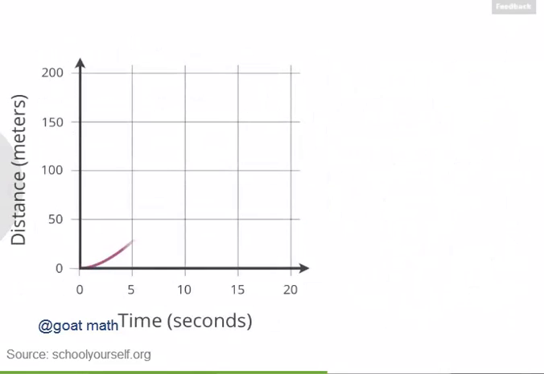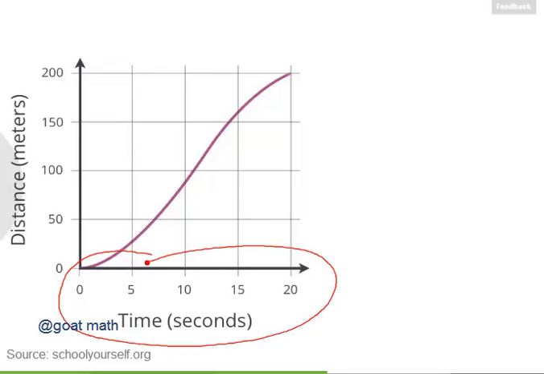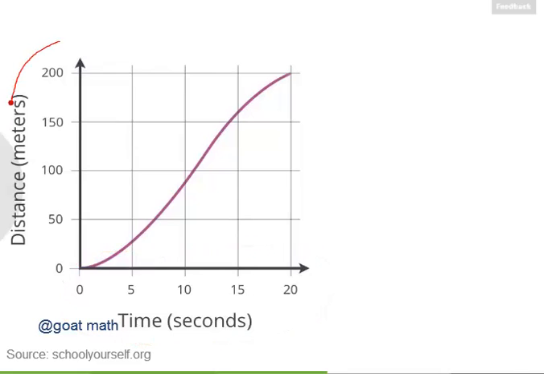Okay, let's look at a real-world example. Here's a graph showing how an Olympic runner performed in the 200-meter race. Here, the x-axis represents the time since the runner started the race, and the y-axis represents how far the runner has traveled. So according to this graph, the runner finished the race, having run all 200 meters, in 20 seconds. That's really fast. The world record is about 19.2 seconds.